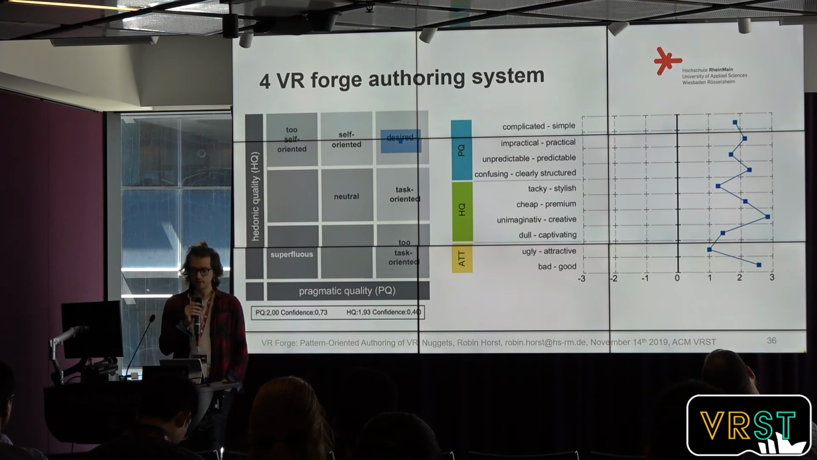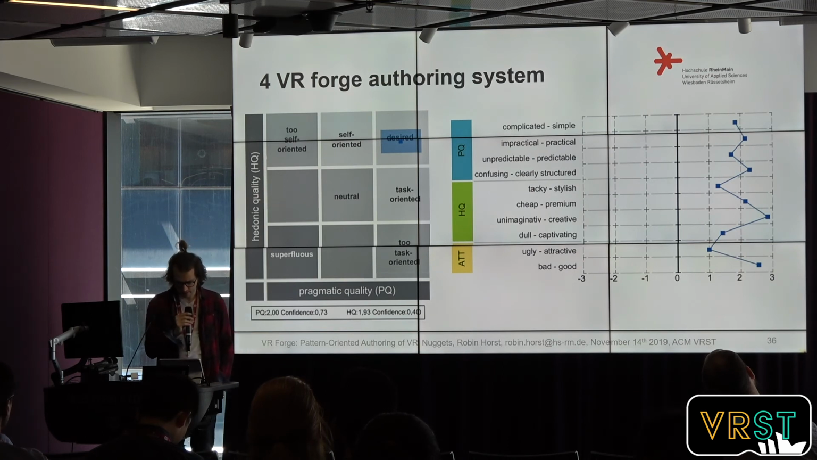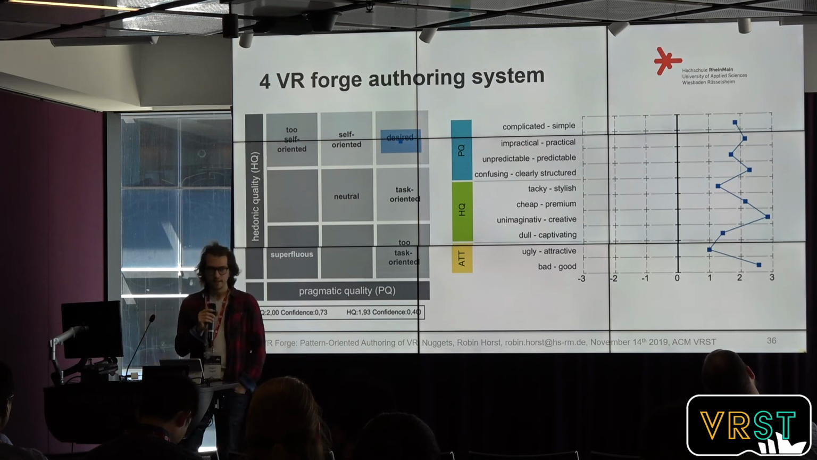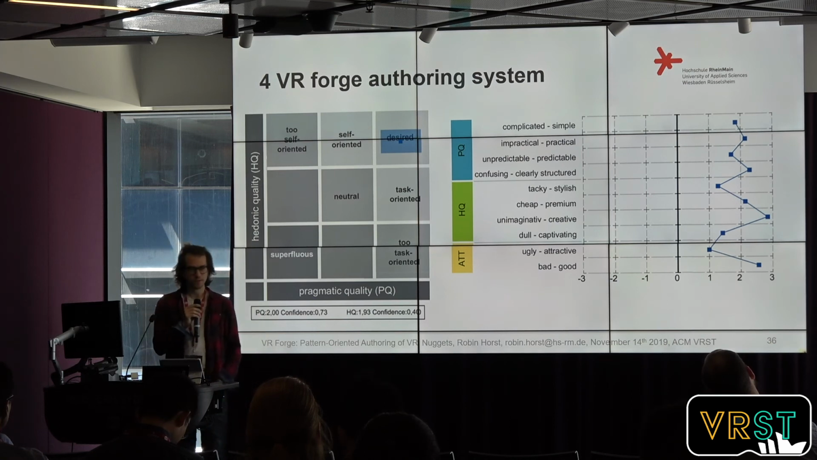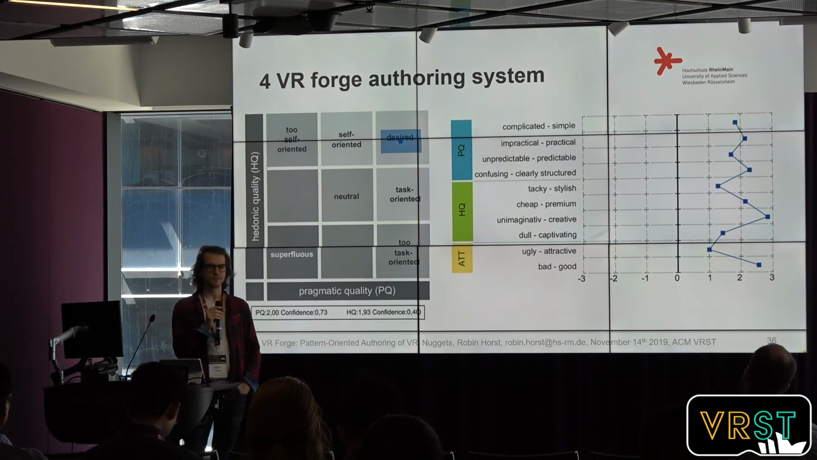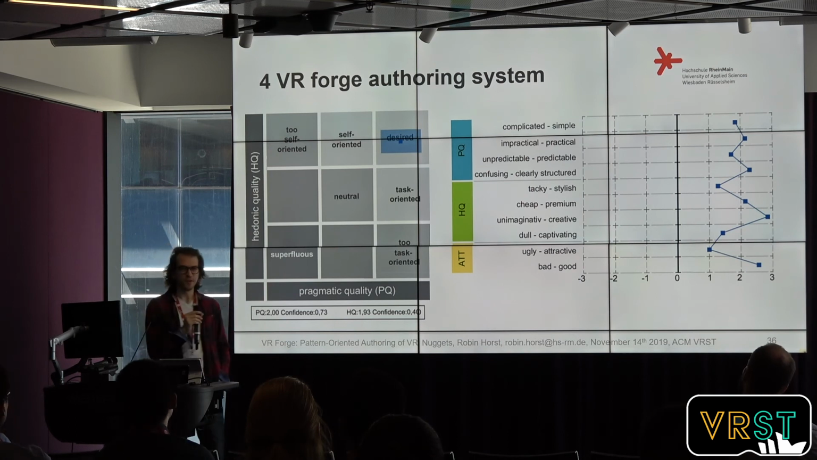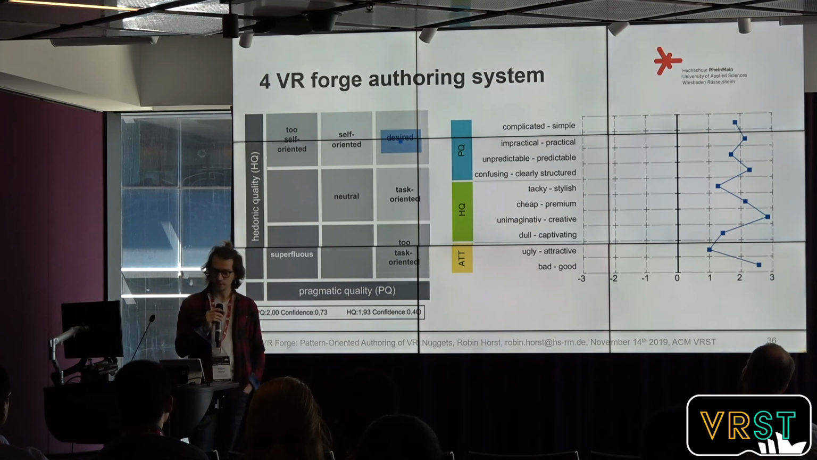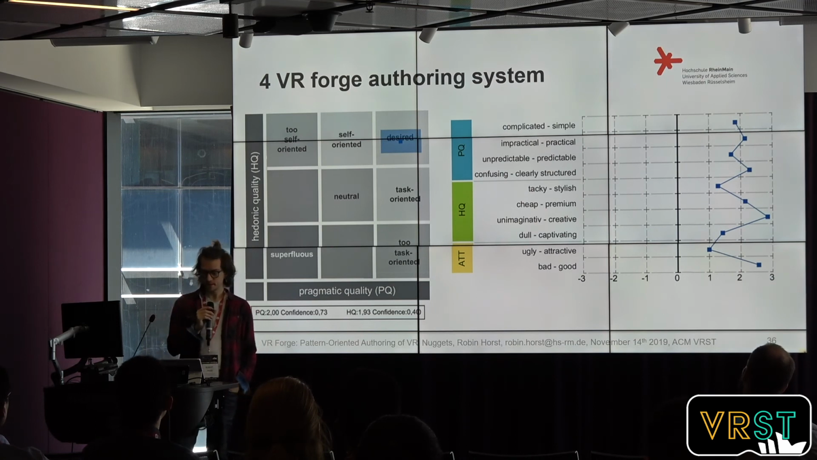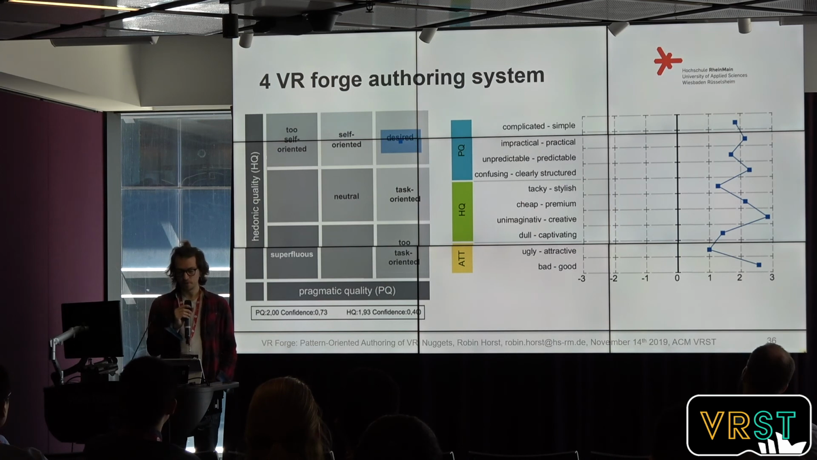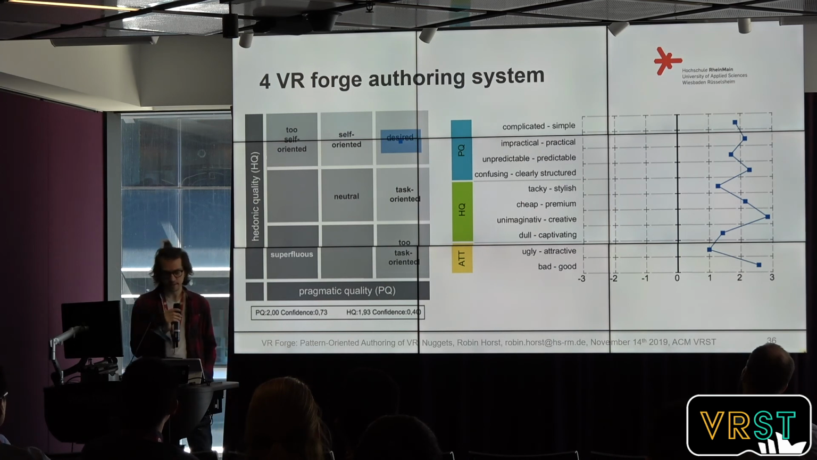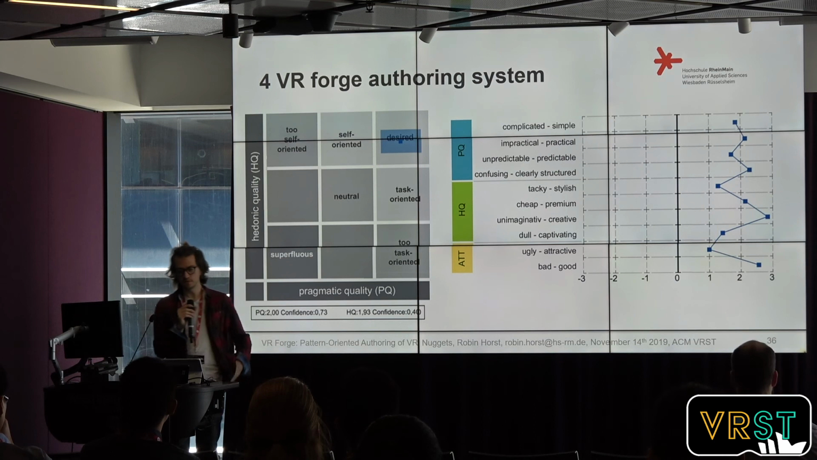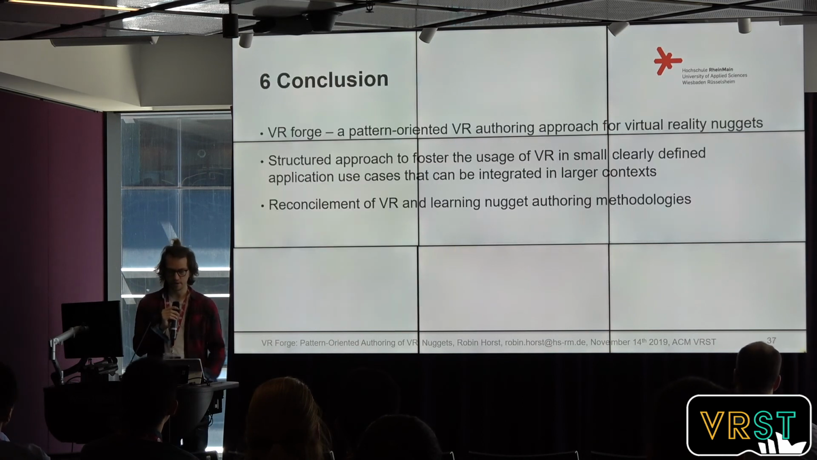Specifically 2 items, which are the items tacky, stylish, and ugly, attractive, indicate that the outer appearance of the prototype was criticized by the participants. Which may not surprise you as you saw the quite functional-oriented prototype. So both charts indicate that the VRForge implementation was very well accepted in any way by the participants of our user study, and that the laymen successfully could use the software to actually author VR nuggets.